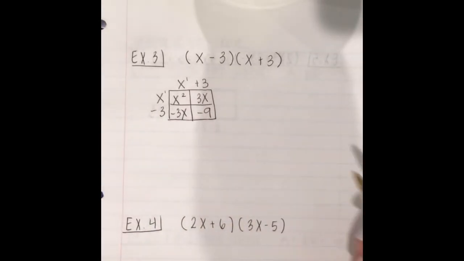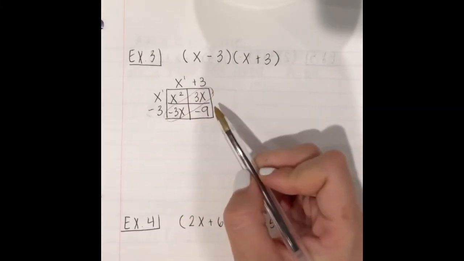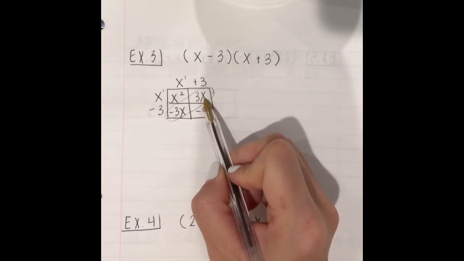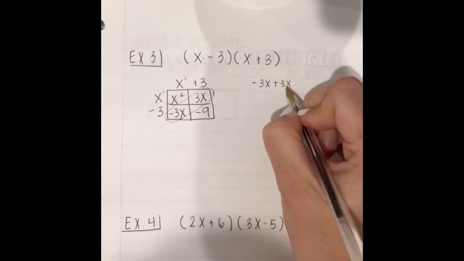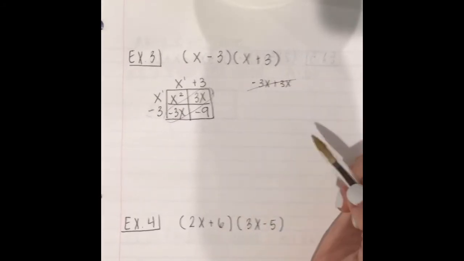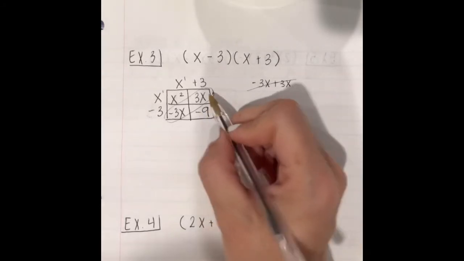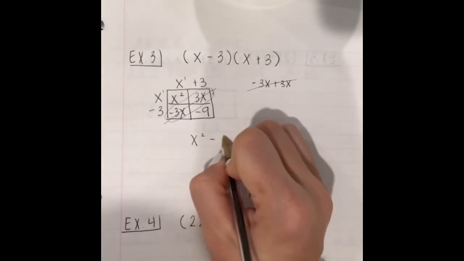Okay. So then we have like terms on the diagonal. Negative 3x and a positive 3x. If you have negative 3x plus 3x, they cancel each other out. Negative 3 plus 3 is 0, right? So then these cancel, and you're just left with an x squared minus 9.